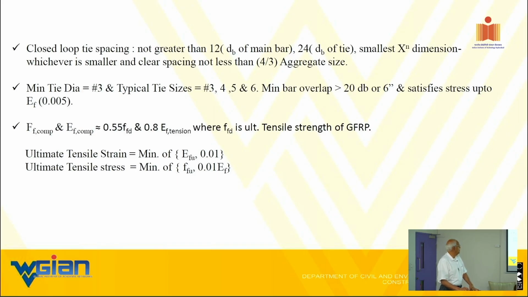So the closed loop tie spacing is given to you there: not greater than 12 times the longitudinal bar diameter, 24 times the tie diameter, or the smallest dimension, whichever is smaller, and obviously it has to be larger than 4/3. That's pretty standard common sense. Minimum tie diameter, if you remember I told you, number 3, we don't have number 2, but we don't exceed number 6. Typically, that's where we are. Minimum overlap is 20 times D sub B, or 6 inches.